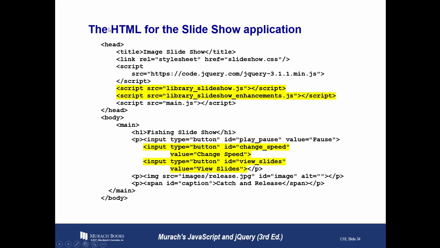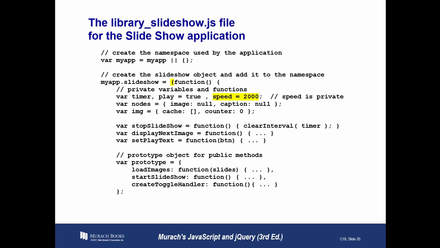The body of the HTML is pretty much the same as what we saw earlier. The slideshow library, which is on page 567 in the book, creates the MyApp namespace and then adds the slideshow object to it using an IIFE in the module pattern. The private speed and image cache variables are accessible only through the accessor properties created by the object that's passed to it by the second parameter of the create method. So you've got some control over it.